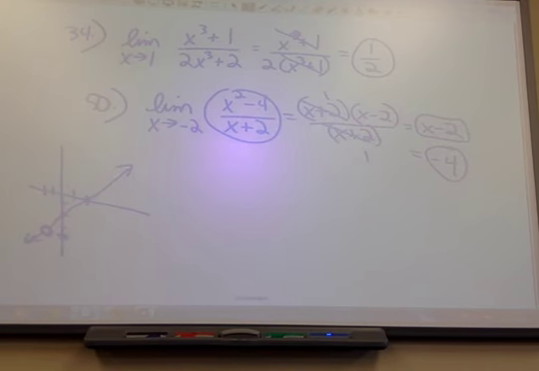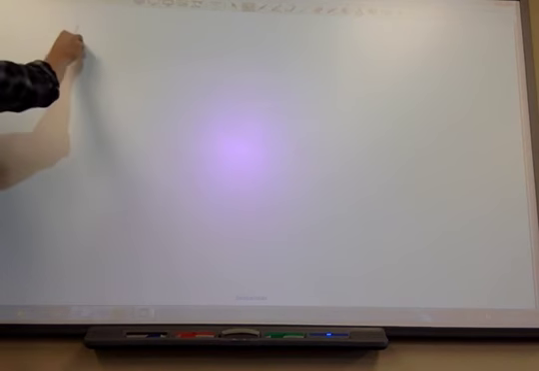What could you do on 52? See if you can find that limit.